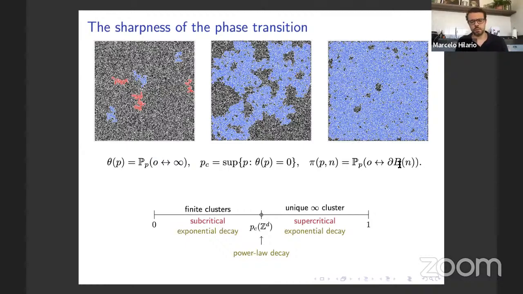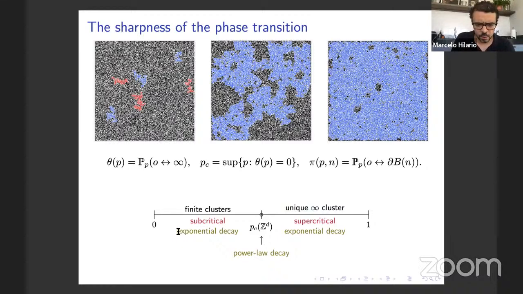And it's well known that you have three different phases: the subcritical phase, the supercritical phase, and the critical phase just in the middle, separating these two other phases. And here you have an infinite cluster that is unique. And on the left, in the subcritical phase, you only have finite components.